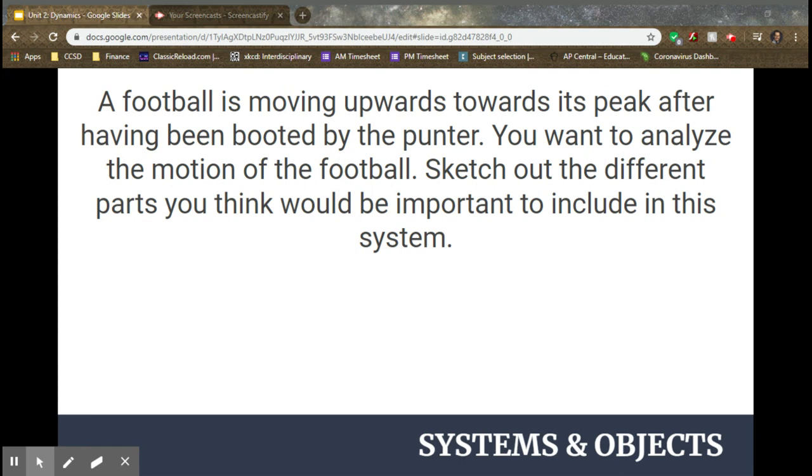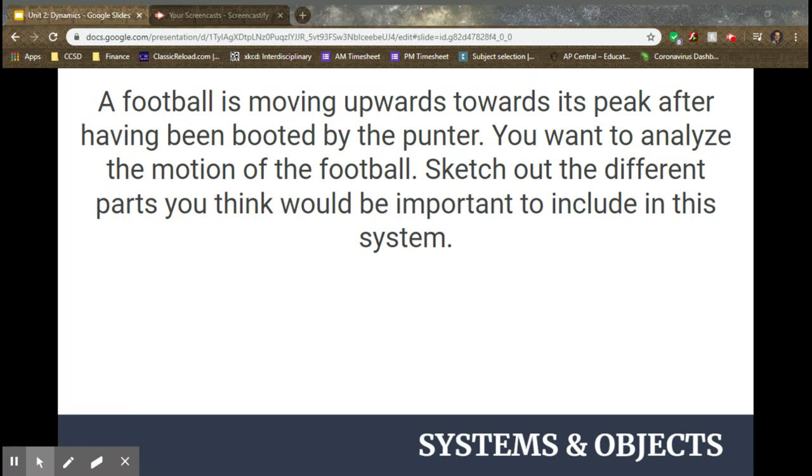Let's do one more. A football is moving upward toward its peak after having been booted by the punter. You want to analyze the motion of the football. Sketch out the different parts you think would be important to include in this system. So, what do you think? What objects would there be? Or what should we consider objects, and what objects would we include in our system? What do you think?